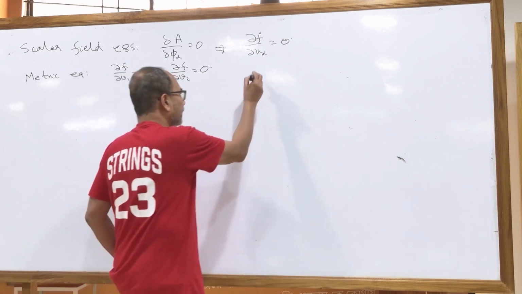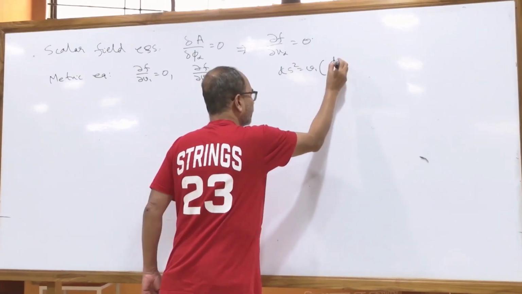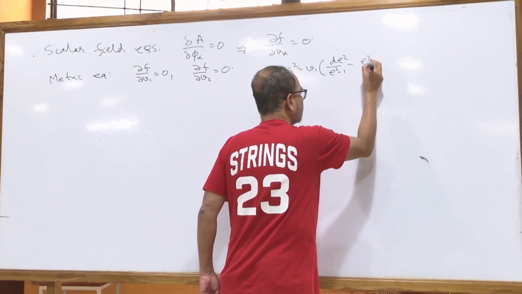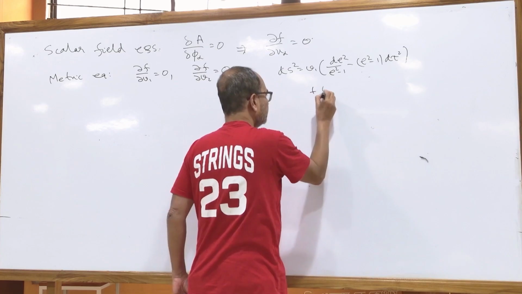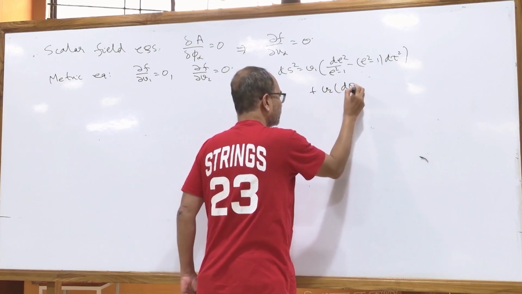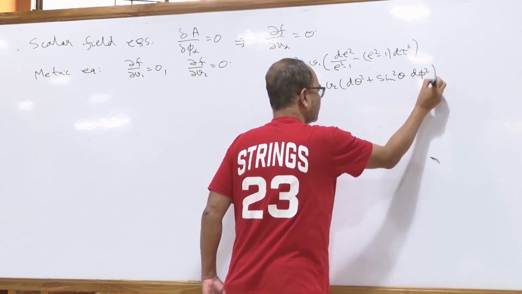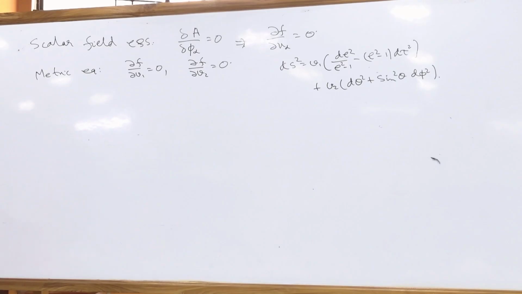Let me remind you what the metric was. So ds square we have taken to be v1 times d rho square over rho square minus 1 minus rho square minus 1 d tau square. Now the electromagnetic field equations.